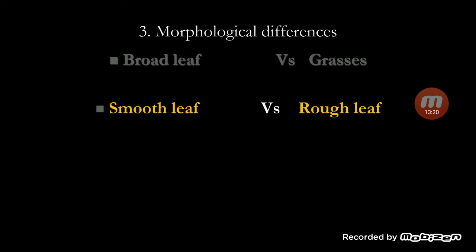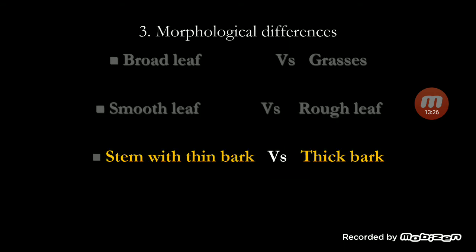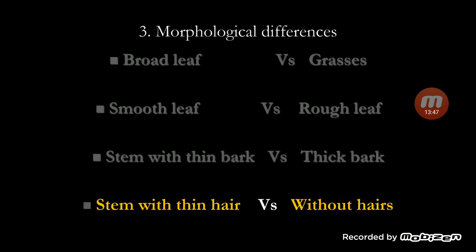So, rough leaf surface is useful to kill the plants, whereas the smooth leaf surface is not so good. Stem with thin bark and stem with thick bark. If the plant or weed is having a thin bark, it will be easily killed, whereas the thick bark weeds like Lantana camara or Prosopis juliflora are difficult to control because the cuticle is not allowing the herbicide to move inside the plant body.